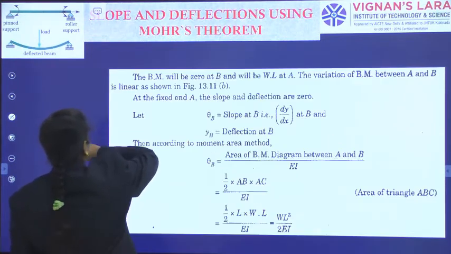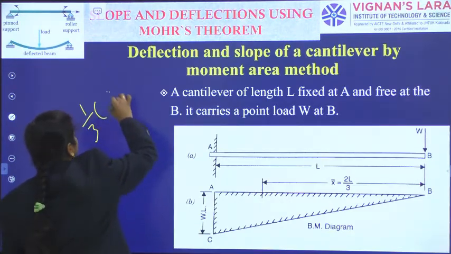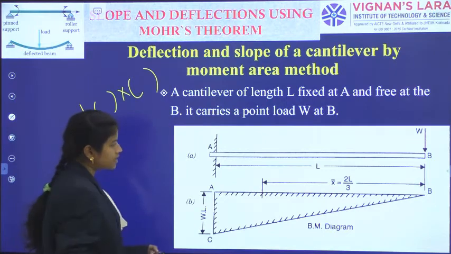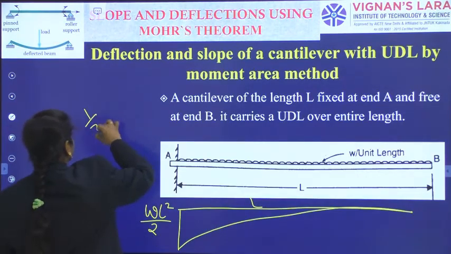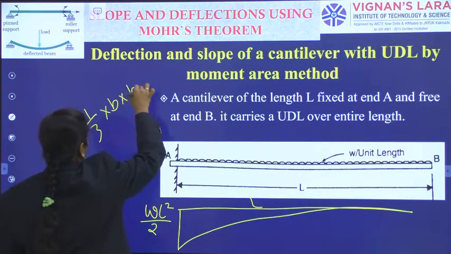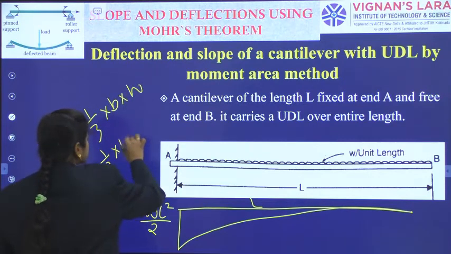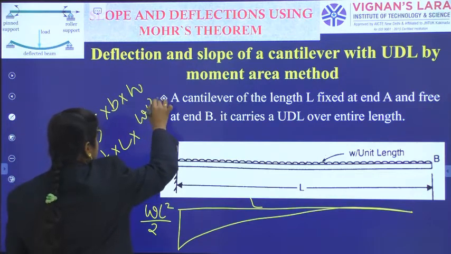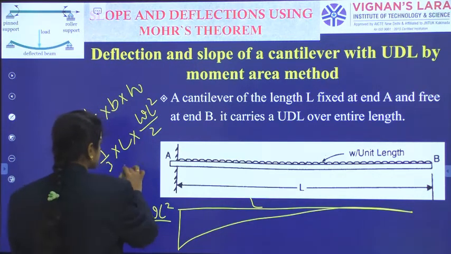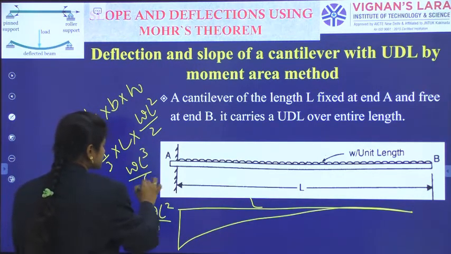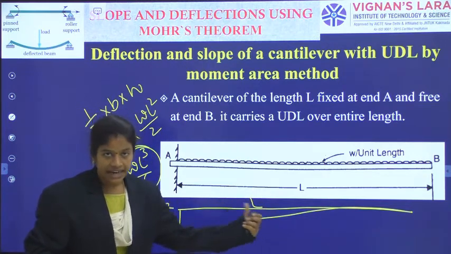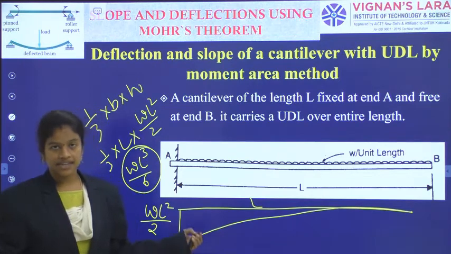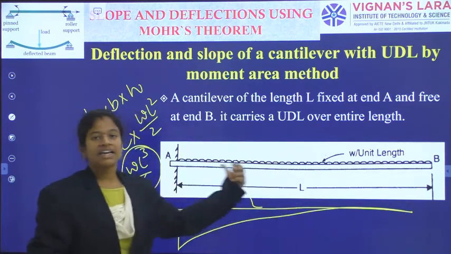That is 1/3 of base into height. So what is the base we have got? Base measurement is L, height measurement is WL square by 2. So this is WL cube by 6 is the area, and the area of the bending moment diagram between B and A divided by flexural rigidity is equal to theta B minus theta A.